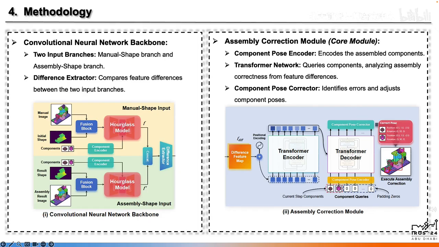The transformer network encodes the difference features, which are queried by the encoded component features in the decoder. Finally, the component pose corrector determines if each component is correctly assembled, and, if errors are detected, outputs the correct pose.